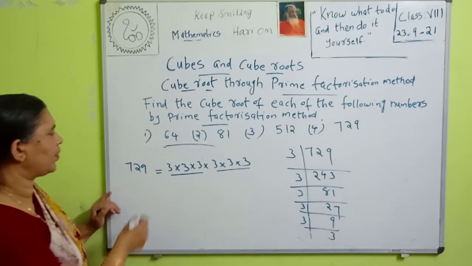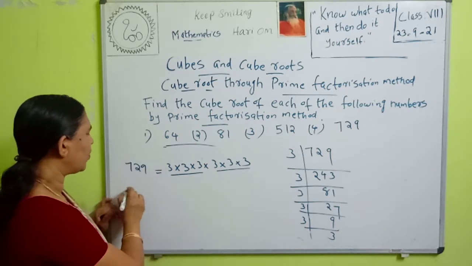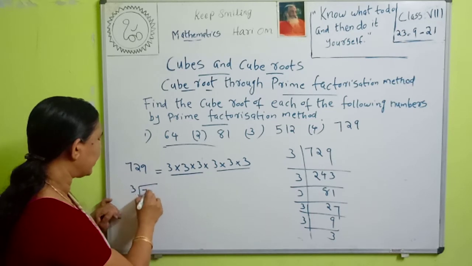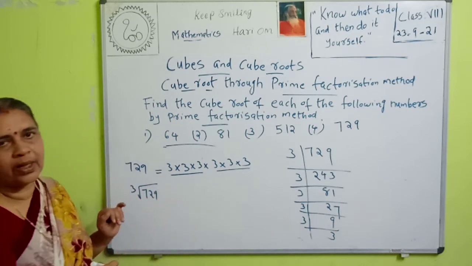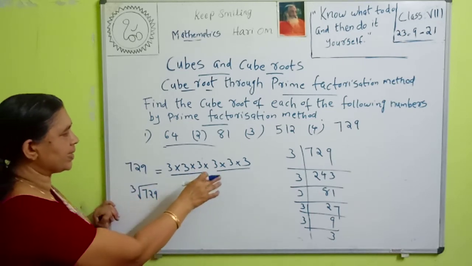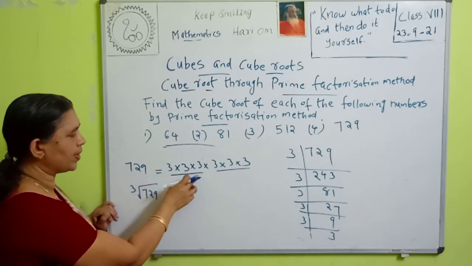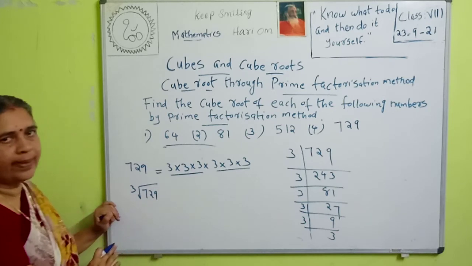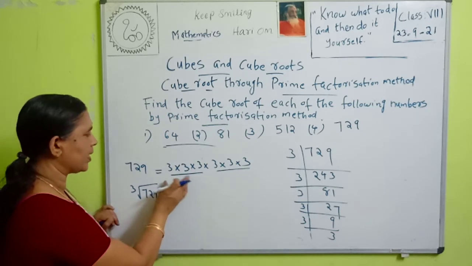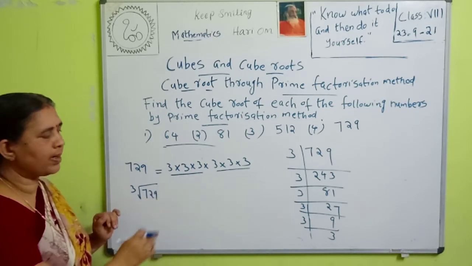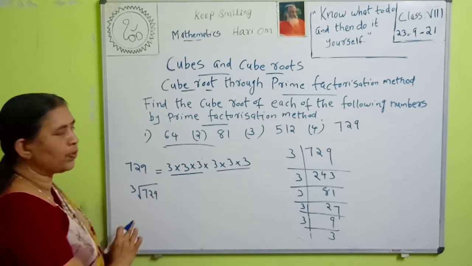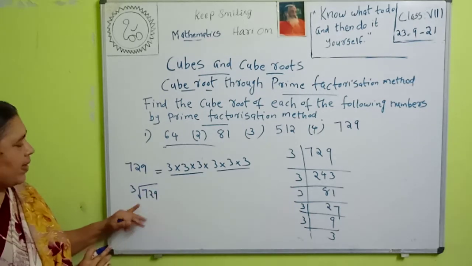Then what we do to find the cube root of 729? First we factorize this. Then we got the product as 3 into 3 into 3 into 3 into 3 into 3. Then we group it into triplets. Then how many triplets are here? 2. Then what we do next to find the cube root of this 729?